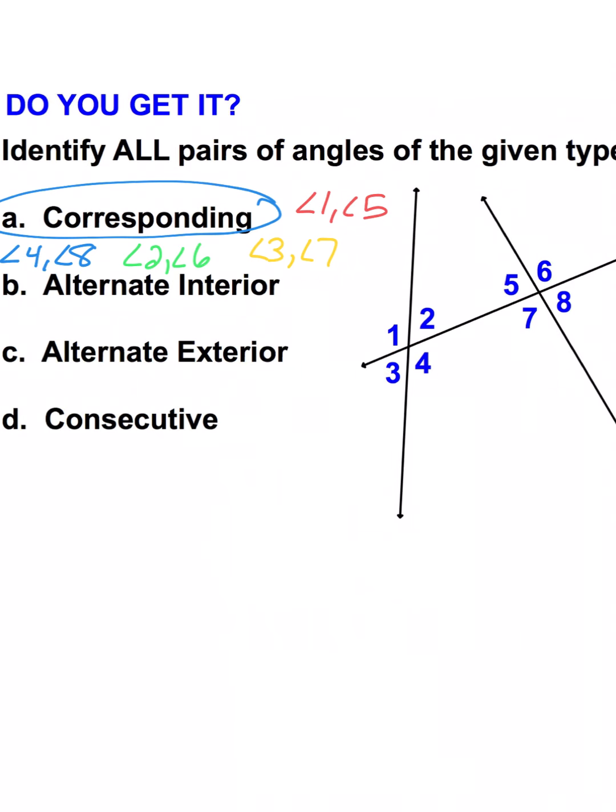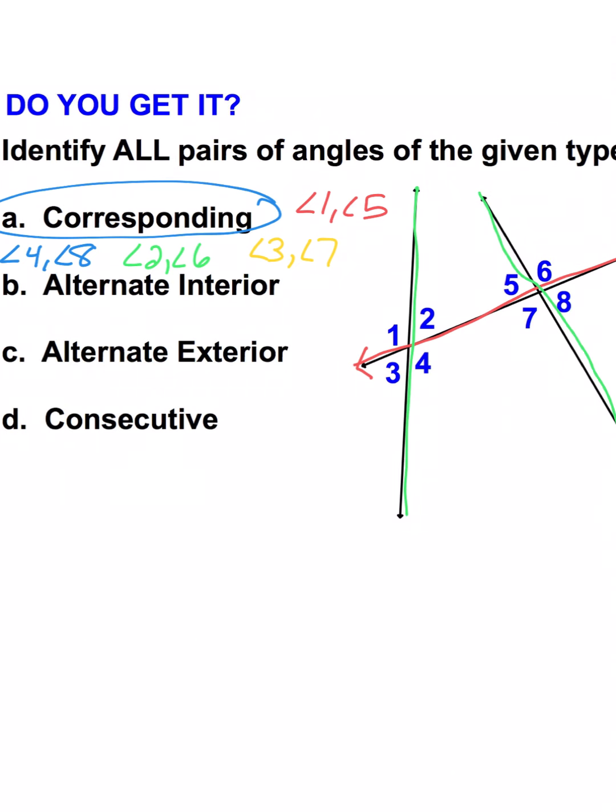Okay, so let's take a look again at alternate interior. Again, I want to color over that transversal. Alternate means they're going to be on different sides of the transversal. In this case, we're looking above and below. And it says interior, so we have to be looking at the ones on the inside of these two lines.